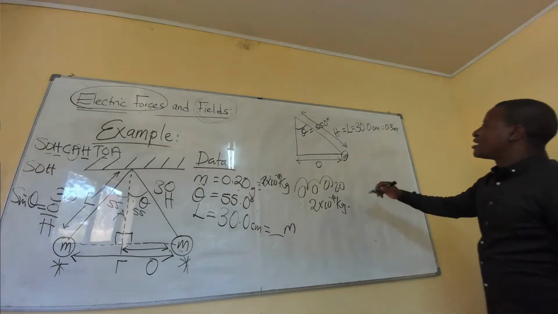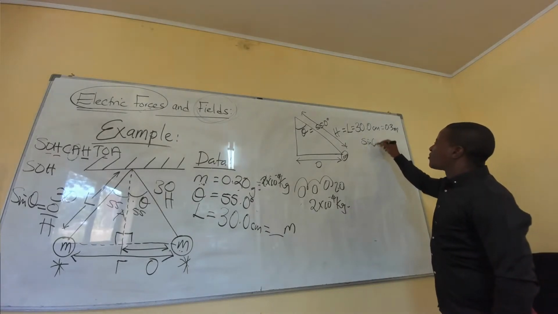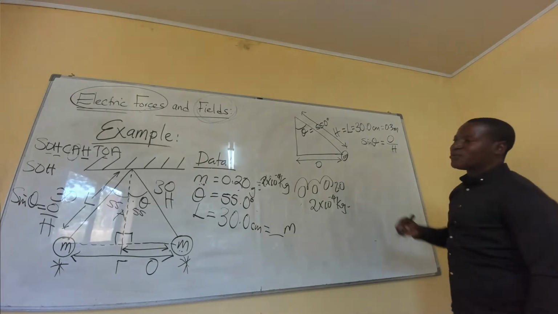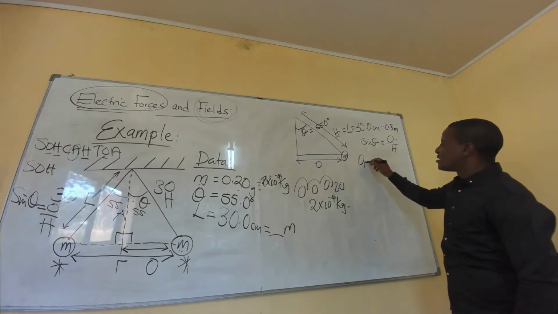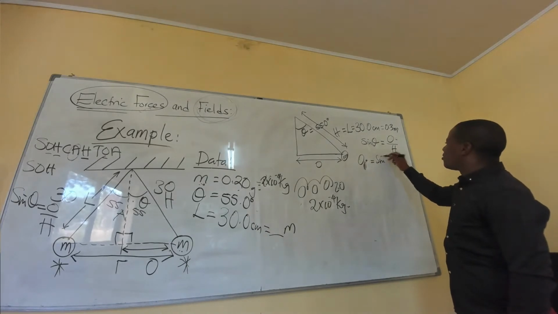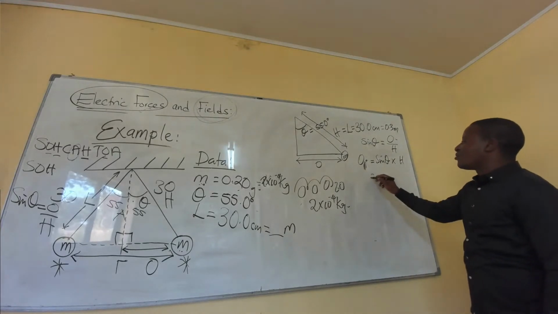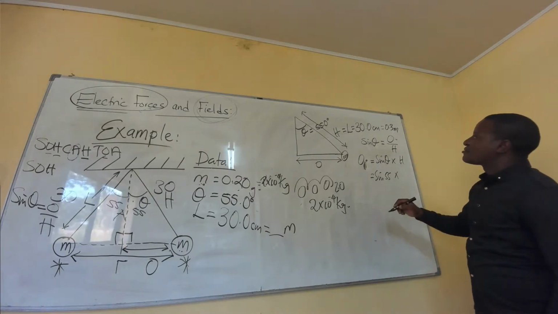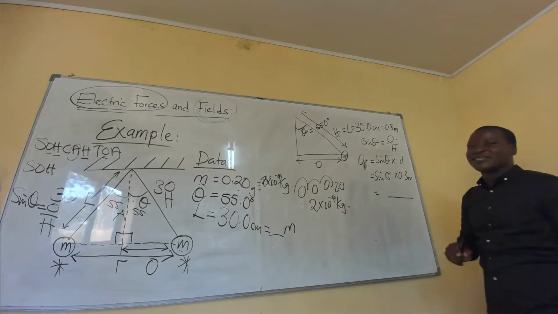All right. Now, from there, what do we have? We have sine of theta equal to the opposite over what? The hypotenuse. But what we are looking for is the opposite. So the opposite must be equal to sine of theta multiplied by the hypotenuse. Here we have sine of 55 times what? 0.3 meters. Then we get what we need there.